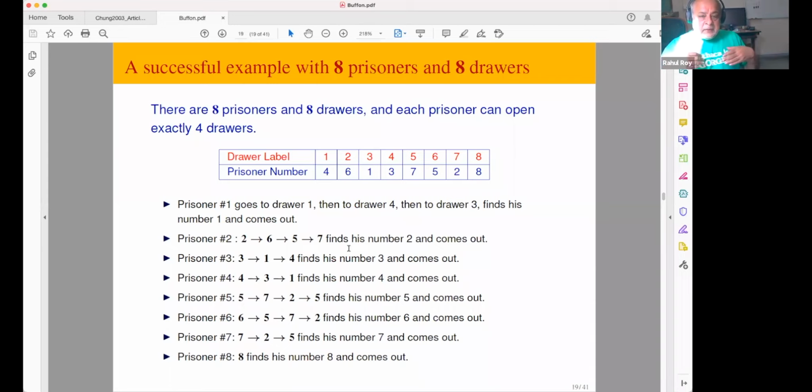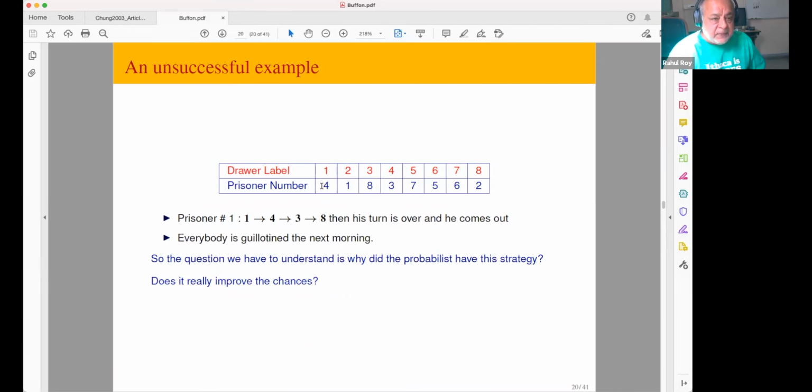In other words, each prisoner found his own number in the first 4 drawers which he opened. So this is a successful example, as I write on top. Let me give an unsuccessful example.